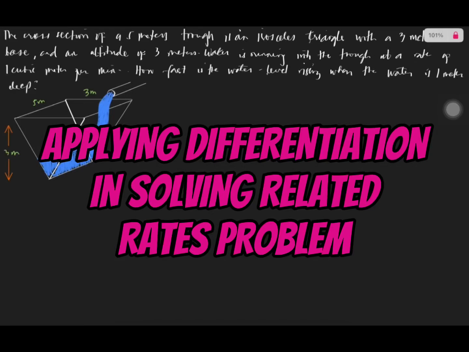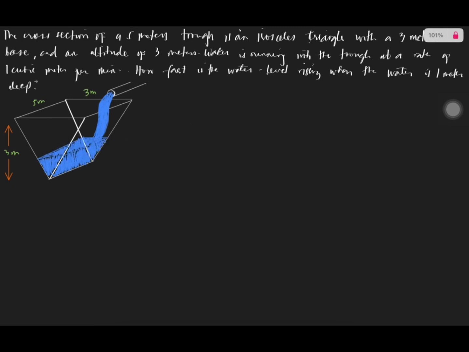Hello everyone, today we're going to solve a related rates problem involving a trough being filled with water. So here's our problem. The cross section of a 5-meter trough is an isosceles triangle with a 3-meter base and an altitude of 3 meters. Water is running in at a rate of 1 cubic meter per minute. How fast is the water level rising when the water is 1 meter deep?